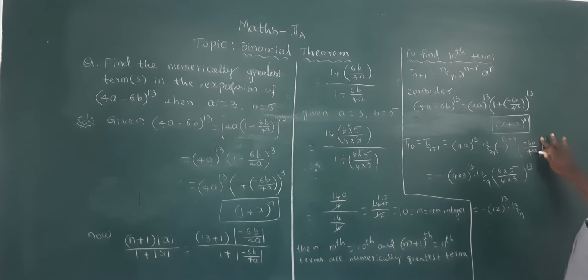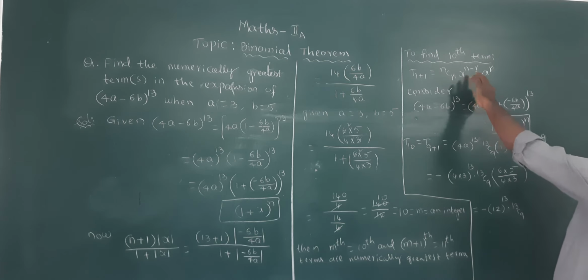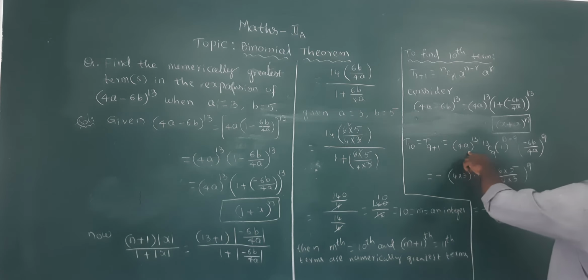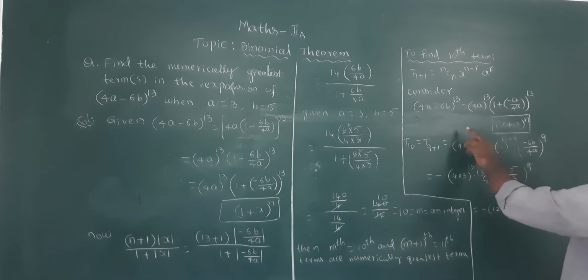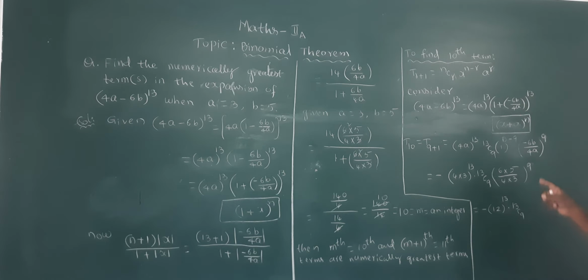Here this value should be 9. Okay, the formula is nCr x^(n-r) a^r. With this, the value is 13C9 x^(n-r) a^r. Here r means 9, an odd number, so it should be negative.